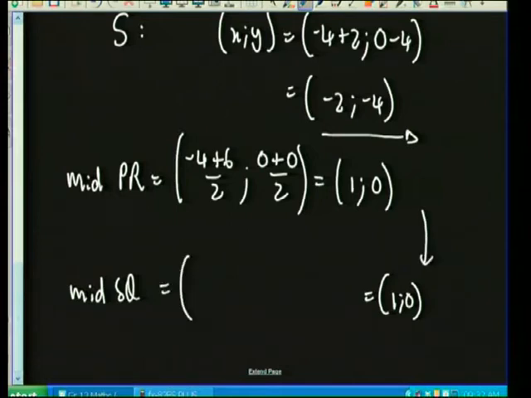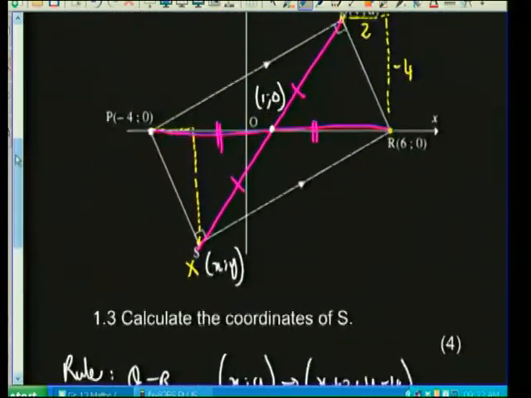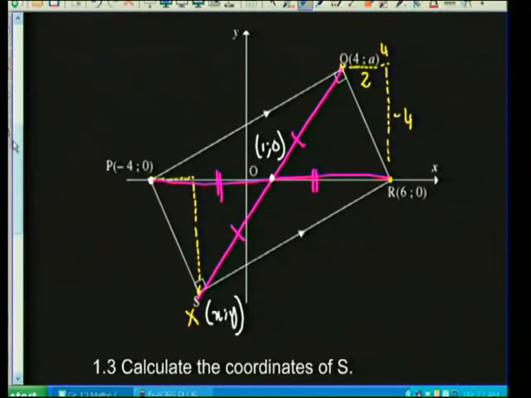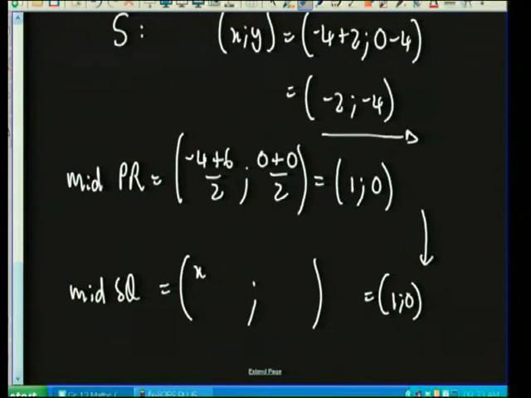But now I'm going to go and create my equation. So the midpoint of SQ would be add the outer x's together. So it's going to be x plus 4 divided by 2. And then I add the outer y's, which is y plus 4 divided by 2. So x plus 4 divided by 2, y plus 4 divided by 2. And now I've created my equation.